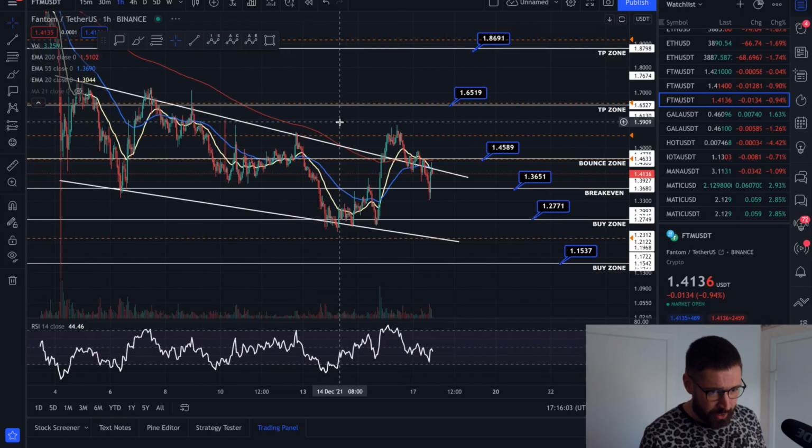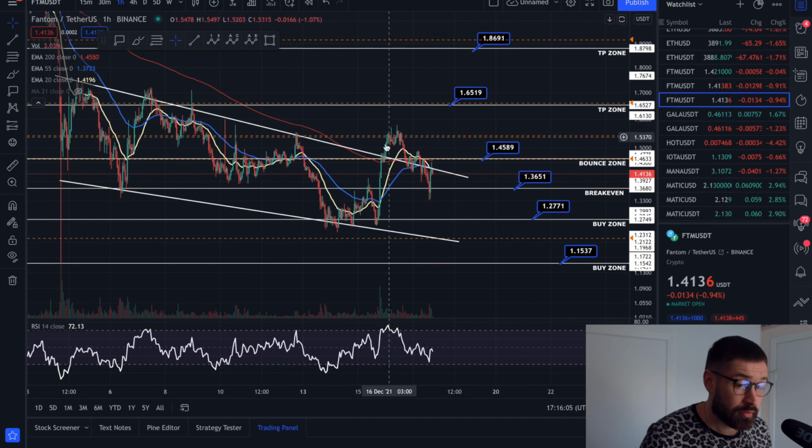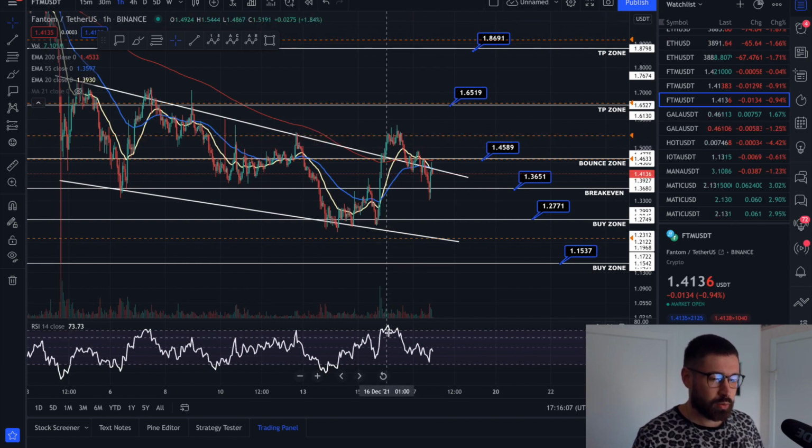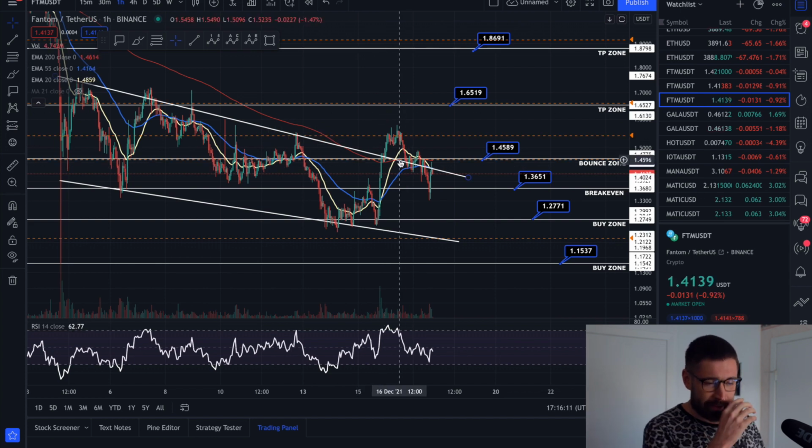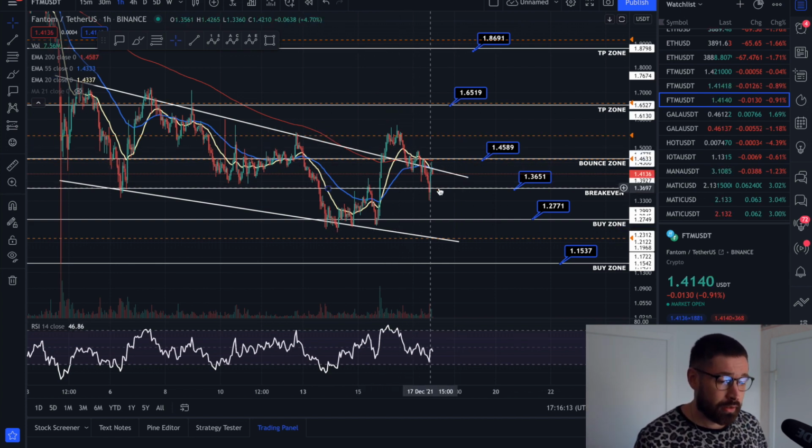So let's jump into Fantom, guys. So we had a juicy trade yesterday of 14%. You can see we trended towards overbought. We had a small bearish divergence and we had to move back down. We came all the way down to our break-even level.